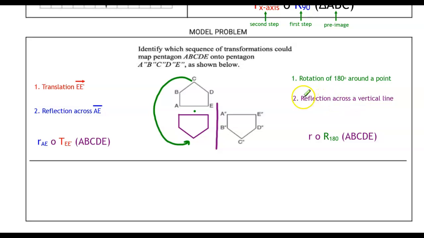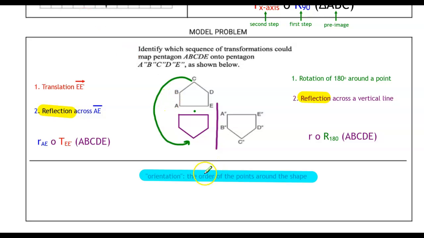One thing that you should notice is that both of these transformations have something in common. They both have a reflection in them, right? Both of them have that reflection as one of their steps. I know that there has to be a reflection in between these two shapes because of one aspect of those shapes, and that aspect is orientation.